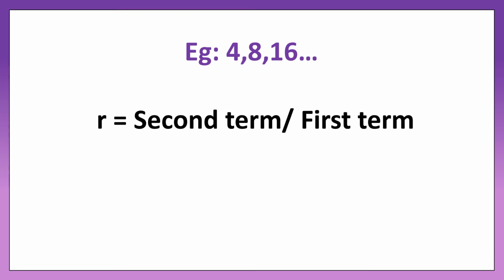For example, if the series is 4, 8, 16, dash, in this case, let us see what is the R. R can be obtained as the second term divided by the first term. The second term here is 8 and the first term is 4. So, 8 divided by 4, that is 2. Thus, we can understand that the first term into 2 is the second term. 4 into 2 is 8, and then 8 into 2 is 16. The series is moving like that, where each term is multiplied by the R to get the next term. If a series is going in this form, such a series is said to be in geometric progression.